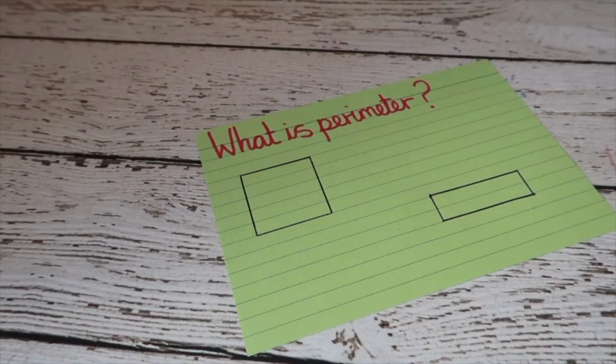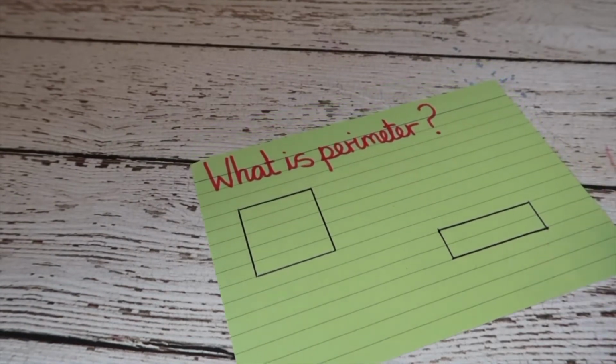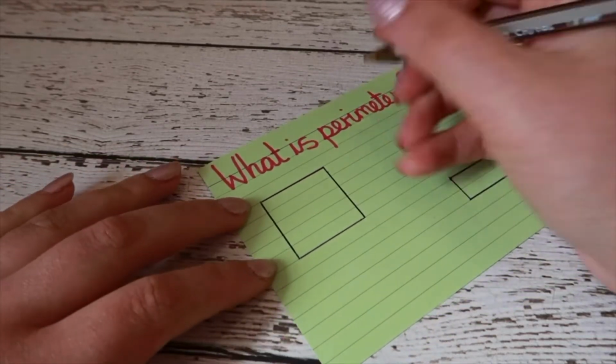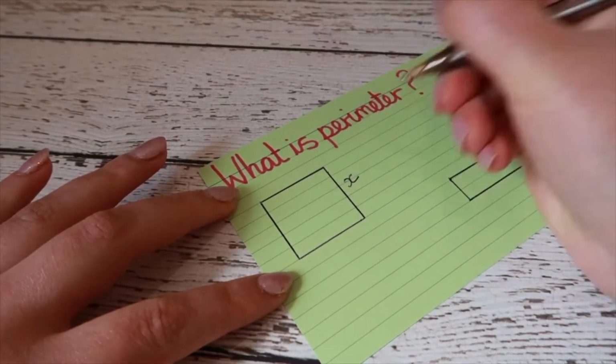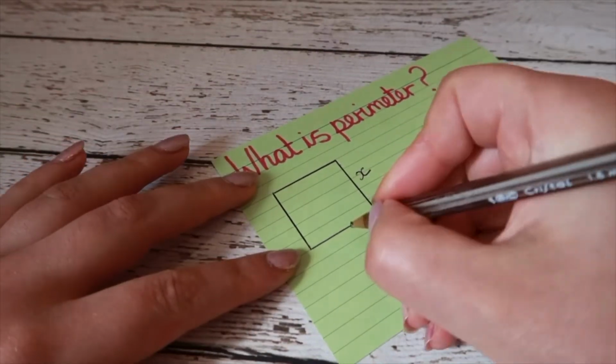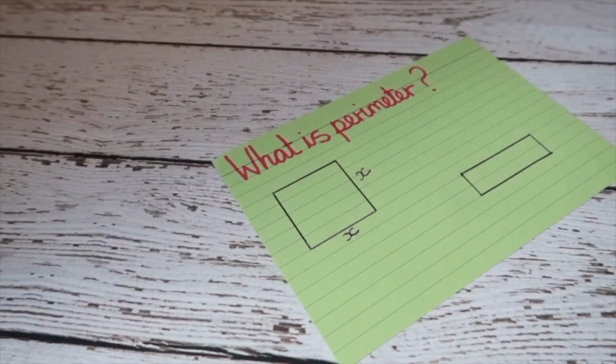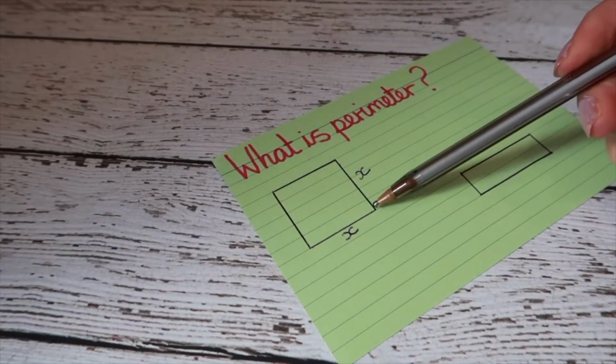Okay, so once you've had a practice of that, we're going to be again looking at other examples of perimeter, but this time using algebra. So instead of numbers, we're going to be using letters. So this over here, if this is x, so I've drawn a square. So the width and the length are both x.